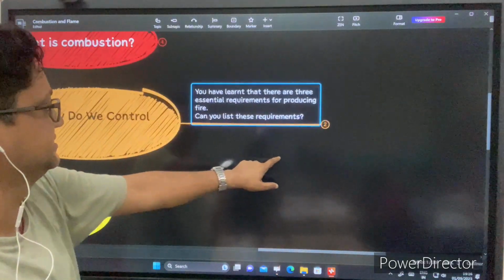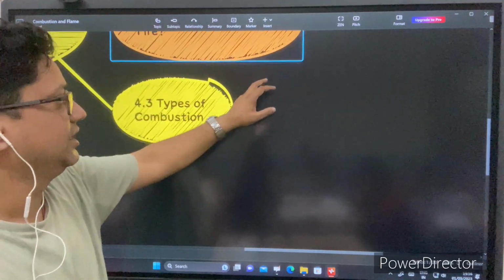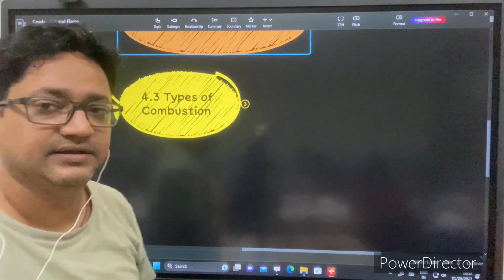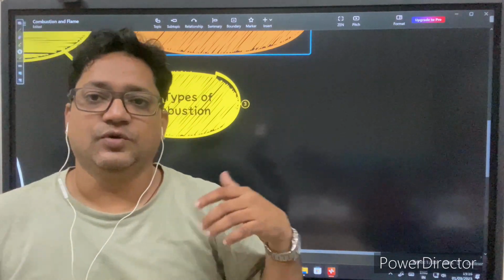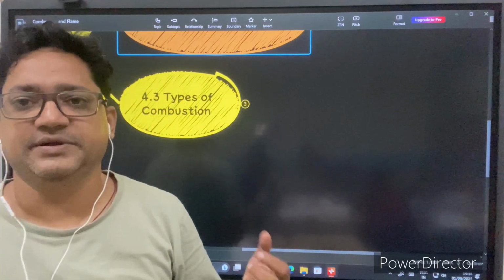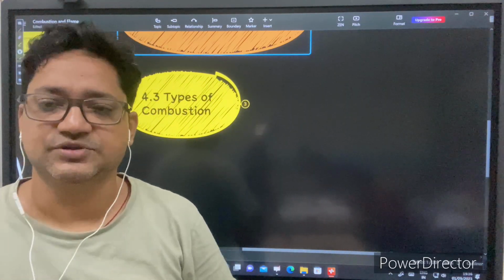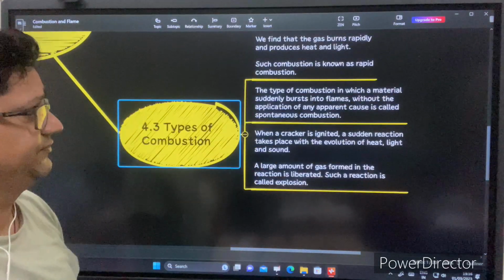The next topic that we are going to study. Those students who were in the class and said, sir, this is one of the most difficult chapters, now you must be feeling how easy this chapter is to go through. Since we have studied what combustion is and how we are going to control the fire, the next topic we are about to start is types of combustion. Combustion can be of different types.